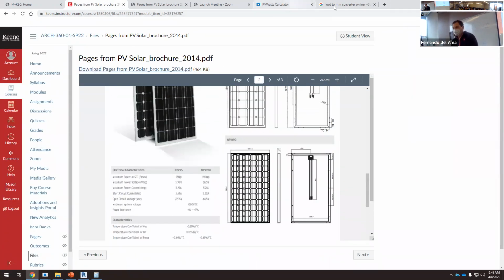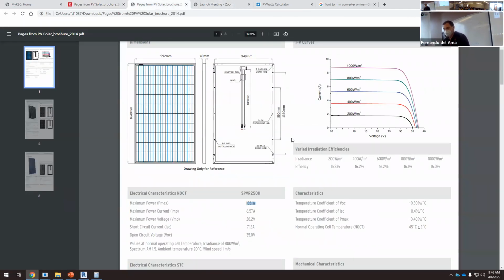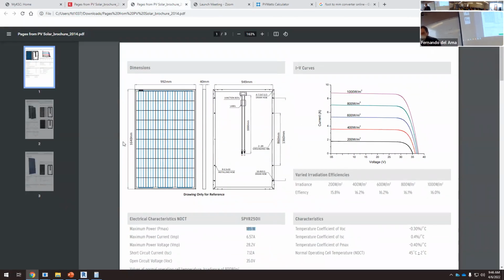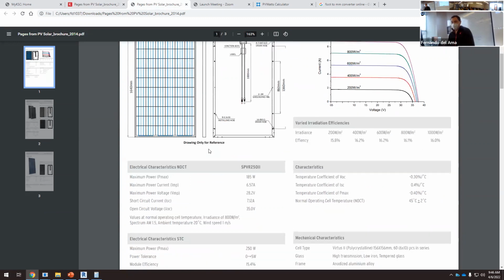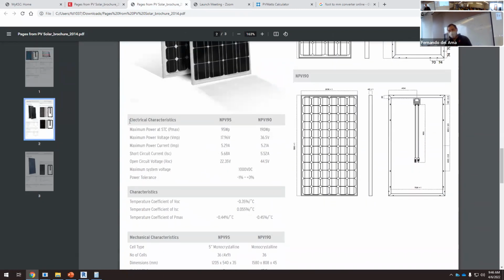But what we have here is the total dimension of this panel. Imagine that we are selecting this one. Are we done with this? No. Life is complicated. Look at this. Here we have electrical characteristics, NOCT. And for the other panels, we have electrical characteristics, STC.